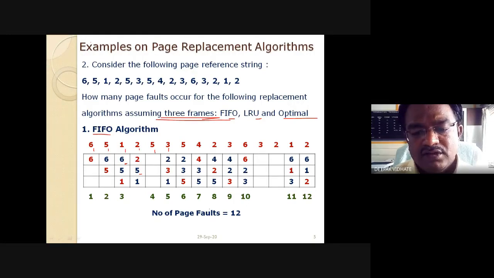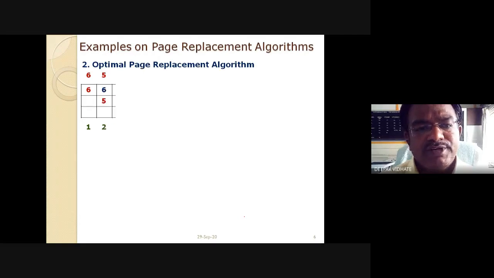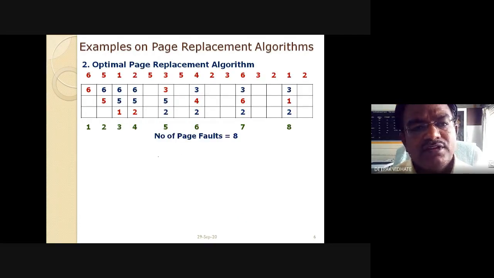So we'll get a total number of page faults equal to 12, right? Then for the optimal page replacement, the same way we can see here. For 6, 5, 1, there is a page fault. For 2, again one page fault occurs in the system. So for 2, which page is to be replaced?